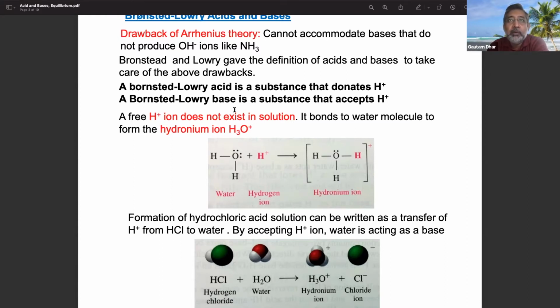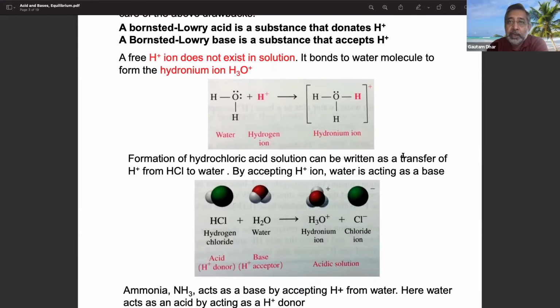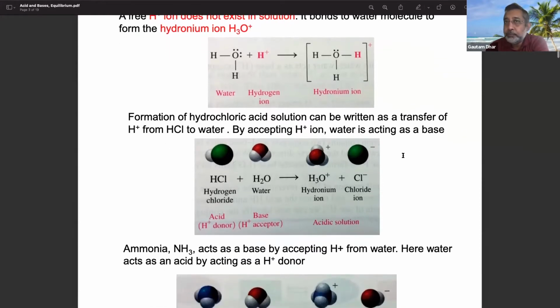So what Lowry and Bronsted say is that this H+ that is produced or donated immediately gets accepted by water to produce the hydronium ion. And that is how the H+ exists, as a hydronium ion. So when you say that H+ ion is produced, what is getting produced is the hydronium ion.